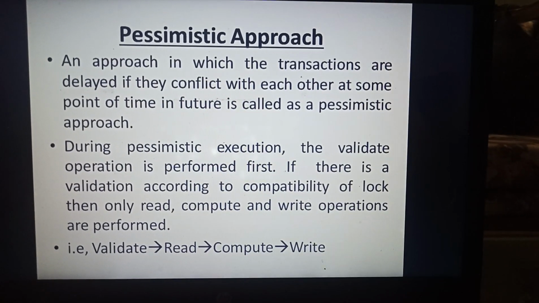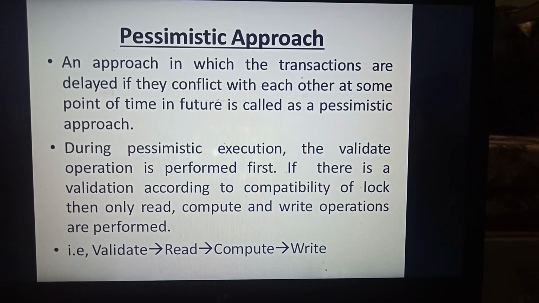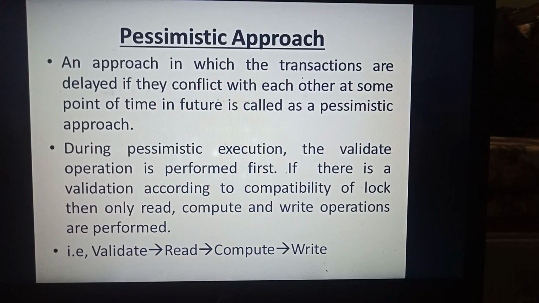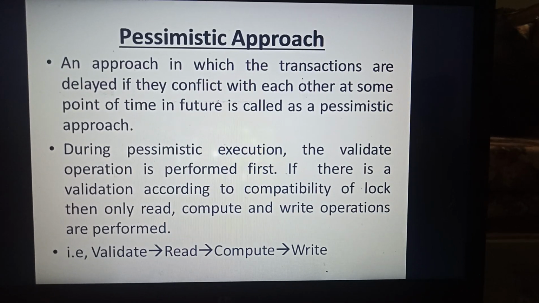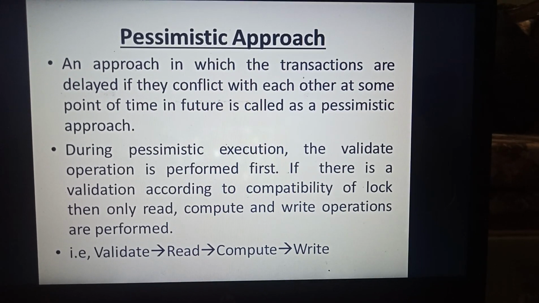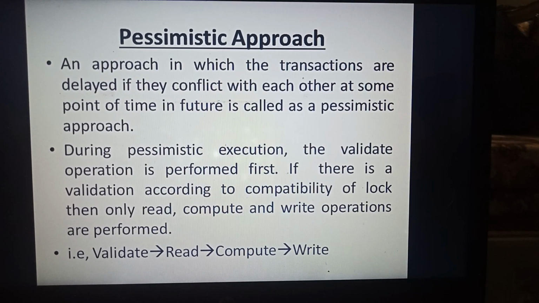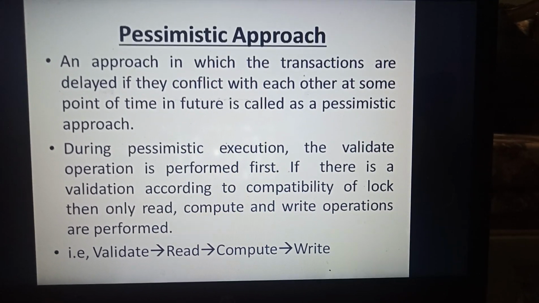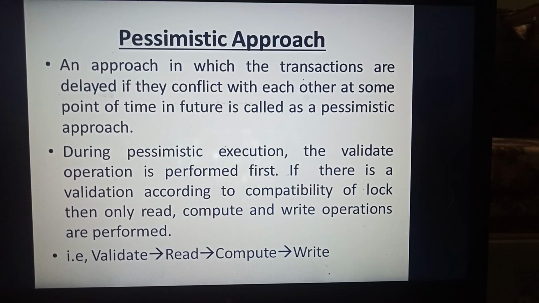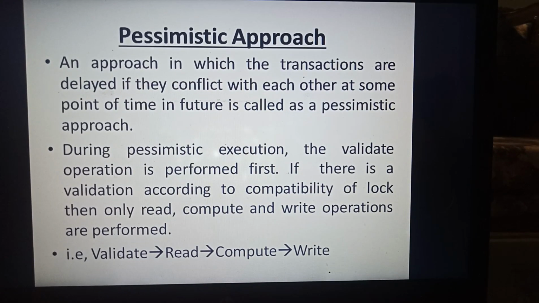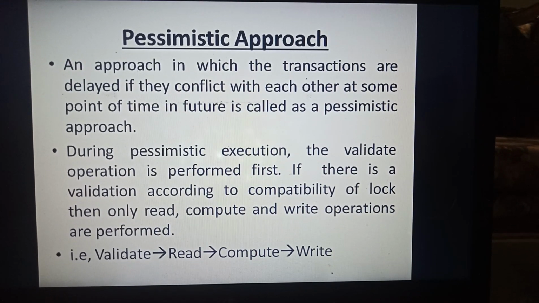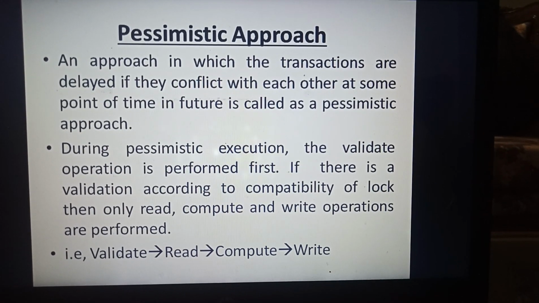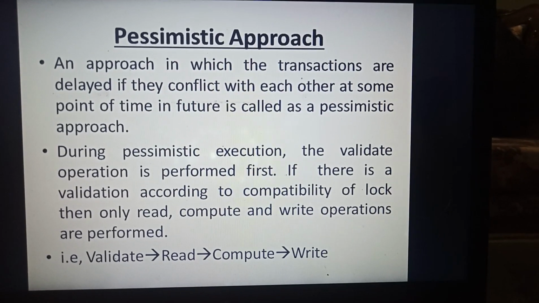Now pessimistic approach is one in which the transactions are delayed if they conflict with each other at some point of time in future. This is pessimistic approach. During pessimistic execution, the validate operation is performed first. If there is a validation according to compatibility of lock, then only read, compute and write operations are performed. So the sequence followed in pessimistic approach is validate, then read, compute and write. So this pessimistic approach is very simple. We first validate and then read, then compute and then write.